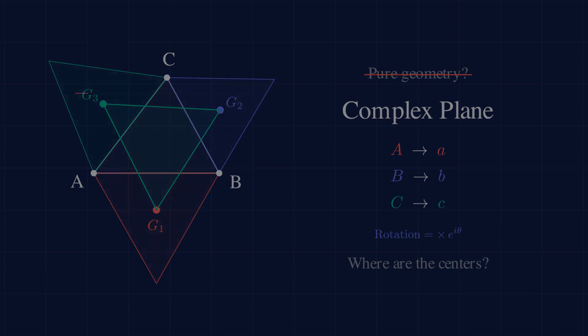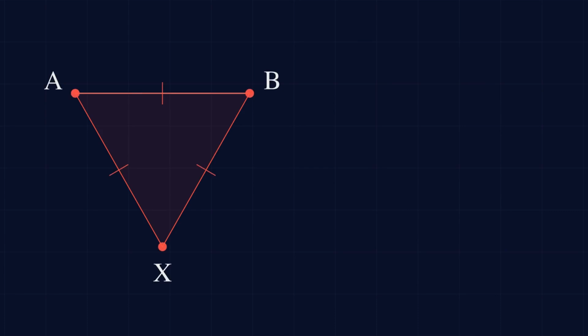Let's focus on the equilateral triangle built on side AB. Remember from geometry class, the center of an equilateral triangle is just the average of its three vertices. That's the centroid, where all three medians cross. For equilateral triangles, the centroid, circumcenter, and incenter all collapse to the same point. So we need the third vertex.